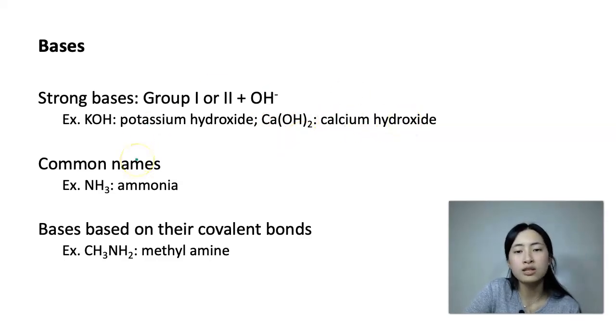So common names, these are just names that you simply have to know by heart. So in this case, you have NH3 for ammonia, which is a base. And we also have bases that are based on their covalent bonds. So these are more the organic chemistry side because depending on their group, so for example, you know that this is methyl and this is an amine group. That's why it's called methylamine. And it's also a base.